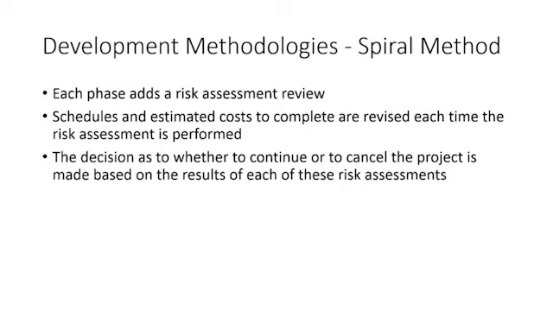Now, the decision whether to continue or cancel the project is going to be made based on the results of those risk assessments. Like, well, you're 40% of the way through and you're way over budget, all right? Or the risks are just becoming too great. We're rushing too much. We're introducing too many vulnerabilities. We need to cancel this. Let's back up, regroup, and maybe revisit this project at a later time. So that's the spiral method.